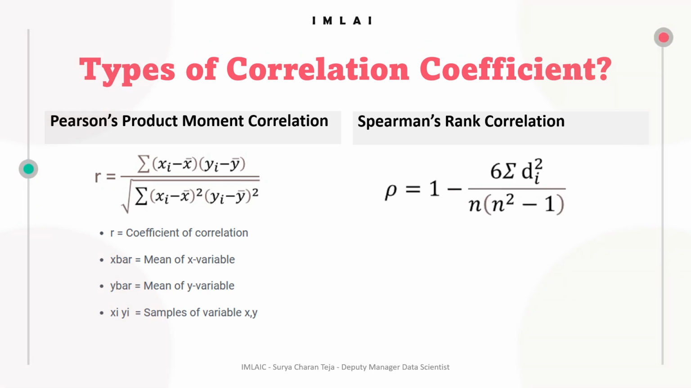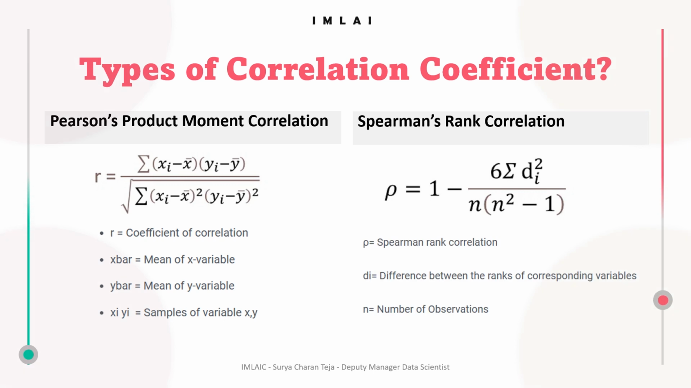This is the formula that we use to calculate Spearman's rank correlation, and it's denoted with the symbol rho. So rho here means Spearman rank correlation, di is the difference between the ranks of corresponding variables, and n is the number of observations. So here we measure the strength and direction of association between two ranked variables. It's based on the ranks.